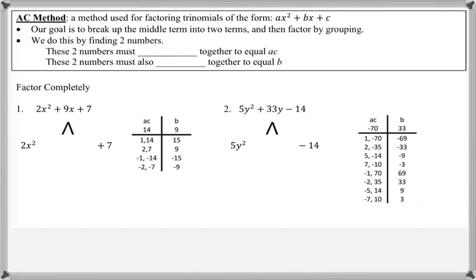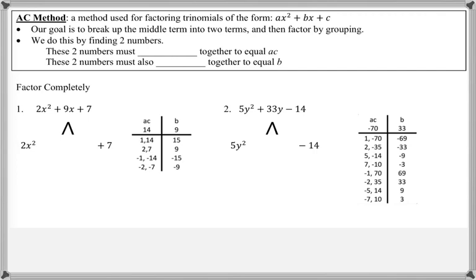This section is on factoring trinomials. And factoring trinomials is one of the main topics, well, of factoring, but also of algebra in general. And the AC method is probably the most common method for solving them. If you learned a different method, you could use that, but we're going to be teaching the AC method.